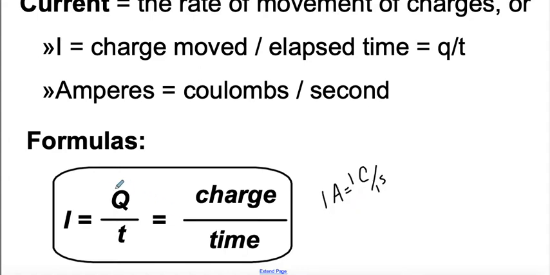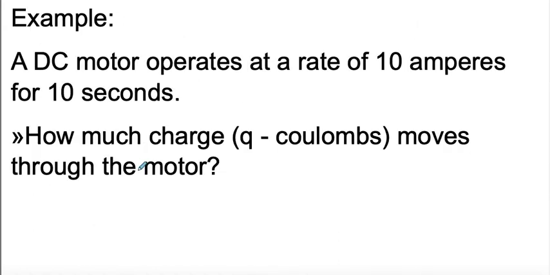Alright, so this is our equation. Make sure you have that down somewhere, because we are going to use that right here. So a DC motor operates at a rate of 10 amperes for 10 seconds. How much charge, or coulombs, moves through the motor? So let's write our equation down just so we get some practice with it. Amps, or current, is going to be charge over time, and we know that charge is measured in coulombs, time is measured in seconds, and current is measured in amps.